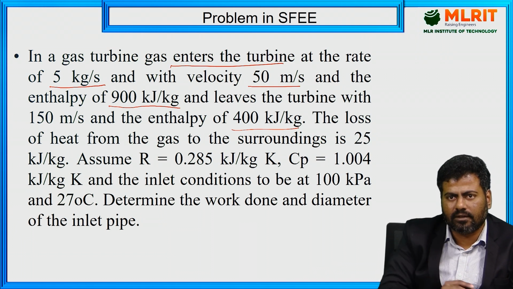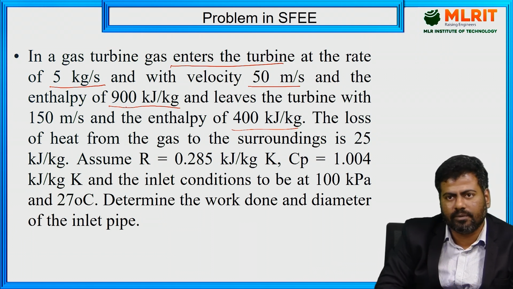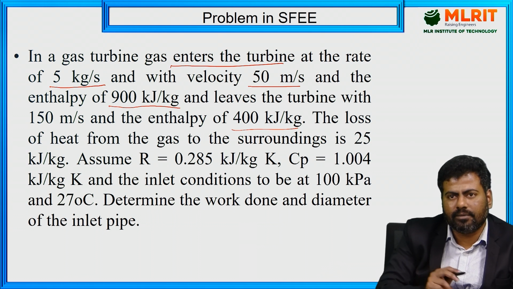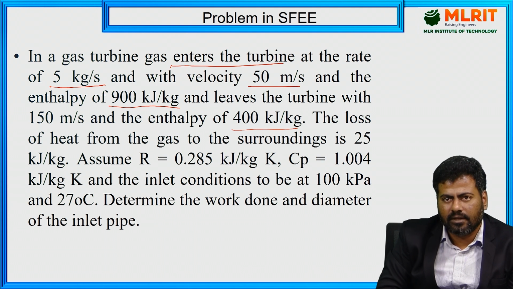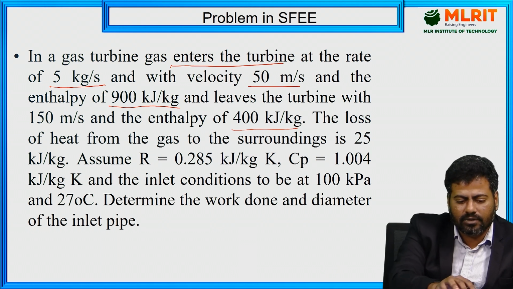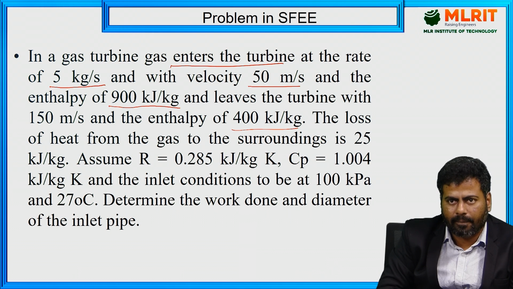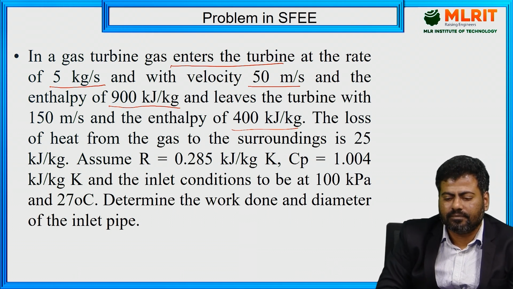That is the law of conservation of energy. The enthalpy entering is 900 kilojoule per kilogram with 50 meter per second, and it is converted into 150 meter per second. We are not supplying any heat energy to the turbine. So from that 900 kilojoule, some energy is consumed and converted into kinetic energy, so obviously the enthalpy decreases while leaving the system.